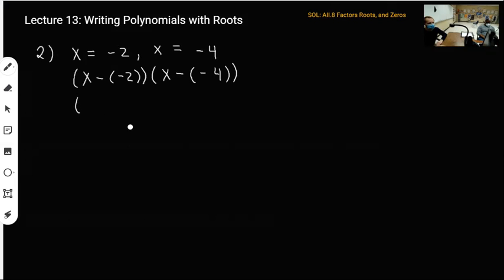Now, because we have a double negative, that means that it's going to be a positive. So I can rewrite this as x plus 2, right? A double negative is going to give me a positive. And I can rewrite the -4 as x plus 4. So now I've got my two factors that I can FOIL, right? And I forgot my f of x, so I'm going to go back and write that.